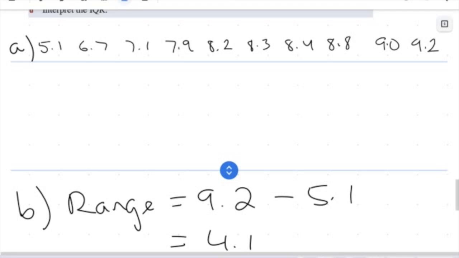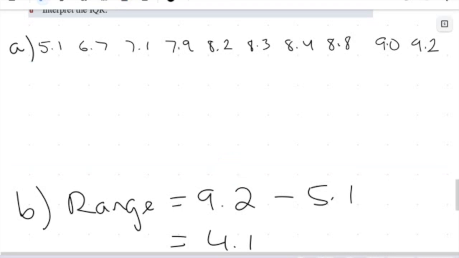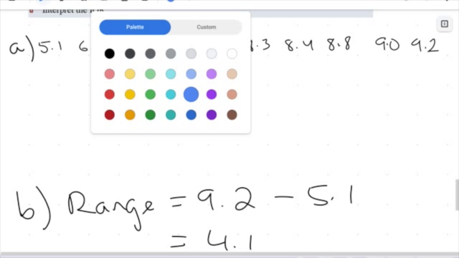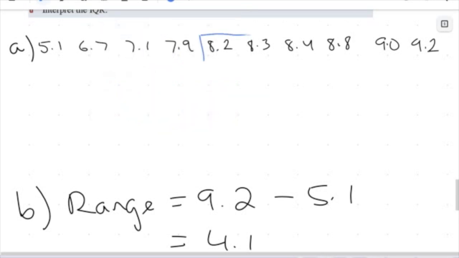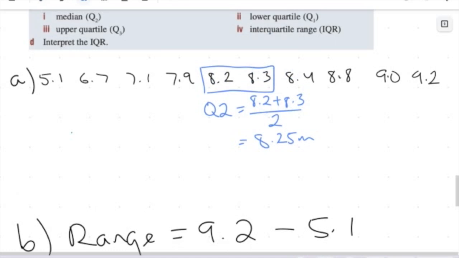So my median is going to fall right in between these two values. So our median, or Q2, we're going to get by averaging 8.2 and 8.3. And that's going to give us 8.25 meters. So now we're moving on to calculating the actual lower quartile and upper quartile.